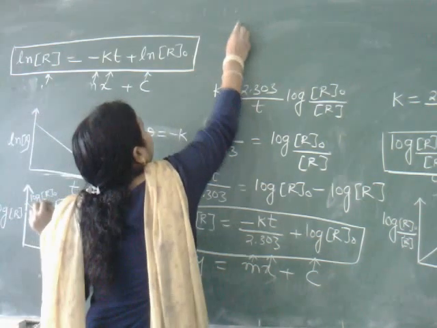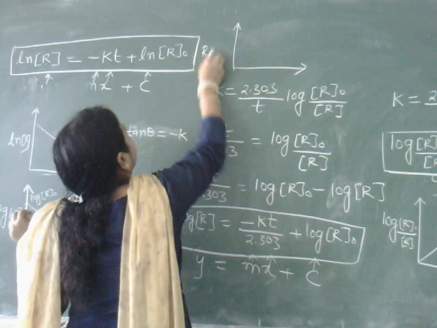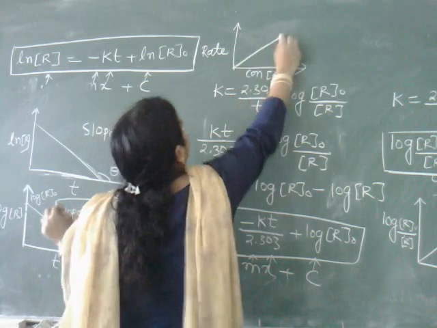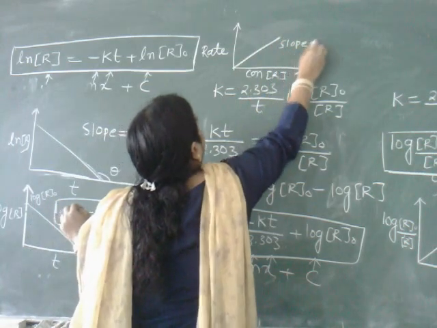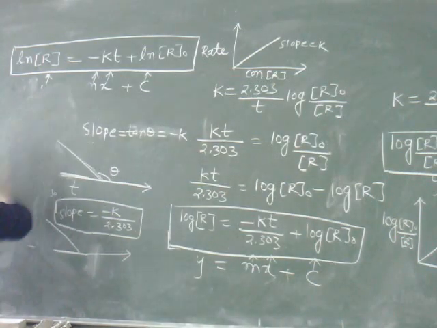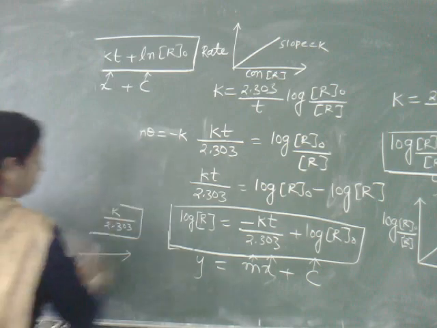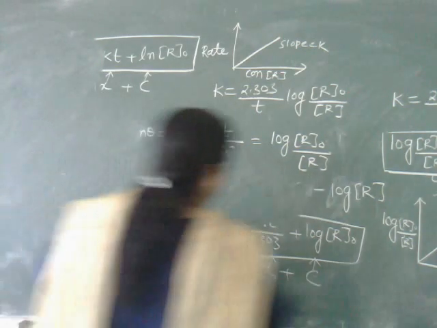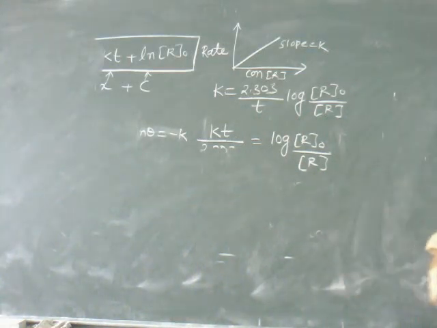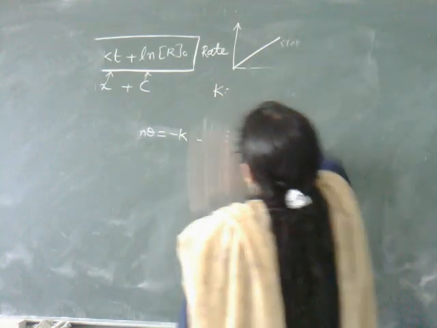4 graphs are there. The last graph, as you know, I have drawn at the starting: rate versus concentration. This is r. So we are getting a line here, and slope is equal to k. This is one graph. So totally 4 graphs are there. Remember these graphs, practice these graphs. A 1 mark question may come in competitive exams. They will ask you the graphs only. The graphs of kinetic theory, zero order, first order reactions are very, very important. So totally how many graphs do we have for first order reaction? 4 graphs are there.